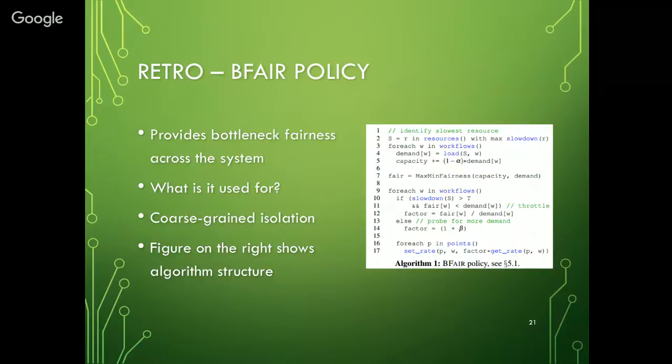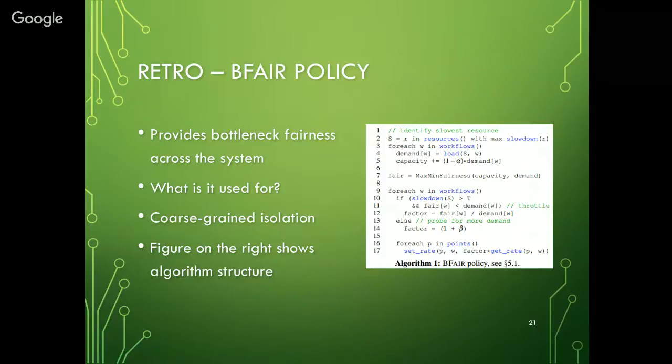So the figure on the right shows the algorithm structure. Okay, so let's look at line 2 of this algorithm. In line 2, the slowest resource, defined by the variable S, is identified based on the slowdown measure, the max slowdown, right? Then the maximum fairness algorithm is used with demands estimated by the current load of workflows. We can see this in line 4, as well as estimating the resource capacity to relieve the bottleneck if there is any bottleneck.